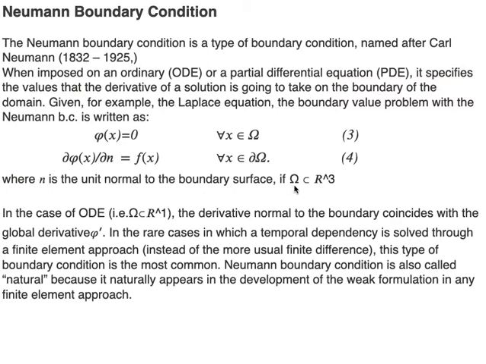This is the boundary surface if omega is R raised to 3. In case of ODE, that is omega in R raised to 1, the derivative normal to the boundary coincides with the global derivative phi dash. In the rare cases in which temporal dependency is solved through a finite element approach, instead of the more usual finite differences, this type of boundary condition is the most common. The Neumann boundary condition is also called natural because it naturally appears in the development of the weak formulation in any finite element approach.